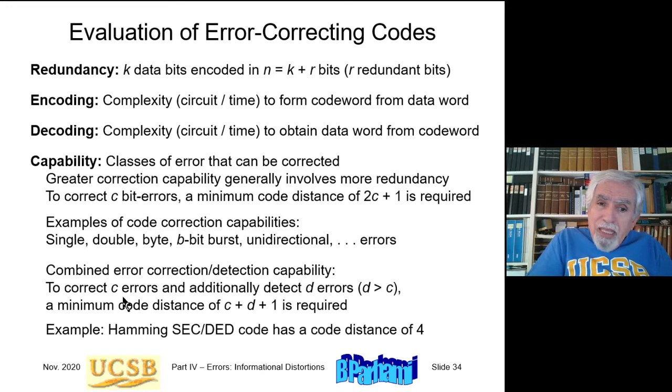So to correct C errors and additionally detect D errors, where D is always greater than C, a minimum code distance of C plus D plus 1 is required. For example, the Hamming single error correcting, double error detecting code: C is 1, D is 2, so it has a code distance of 4.